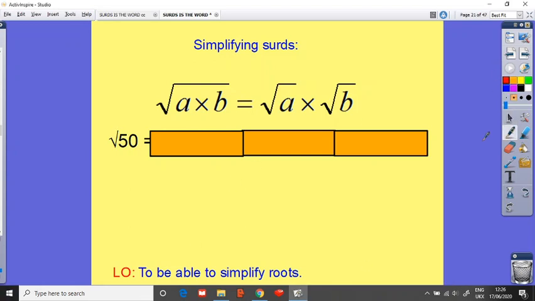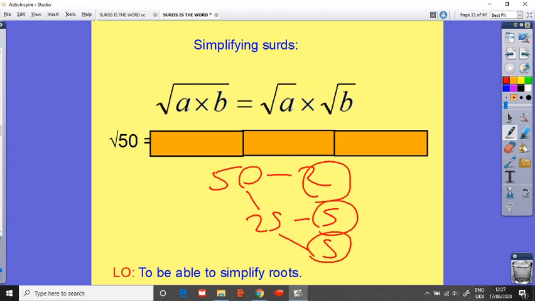Okay, I just want to talk about simplifying surds, but there's a different way you can do it. I just want to show you how to do it by prime factorising. So let's say I had 50. I just wanted to prime factorise. I'll take 2 out, which gives me 25. And I'll take 5 out, which then gives me 5.